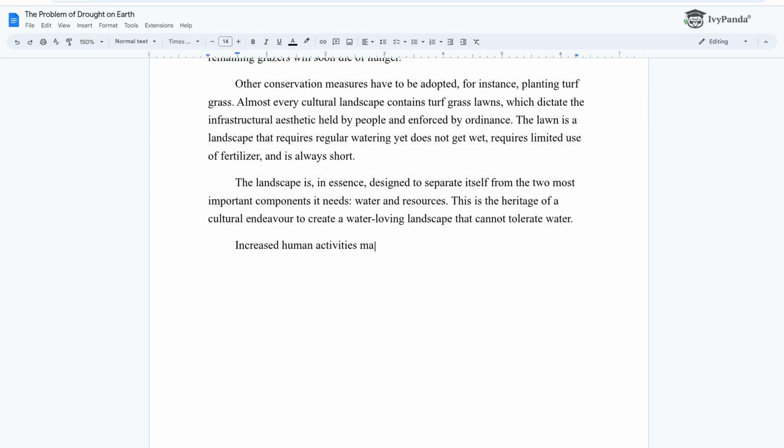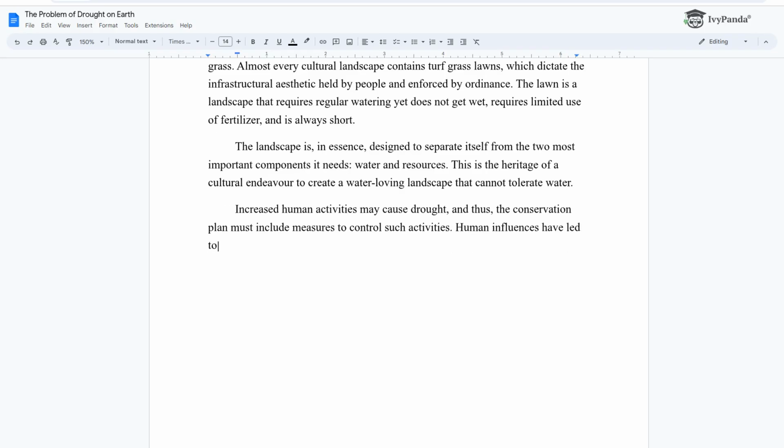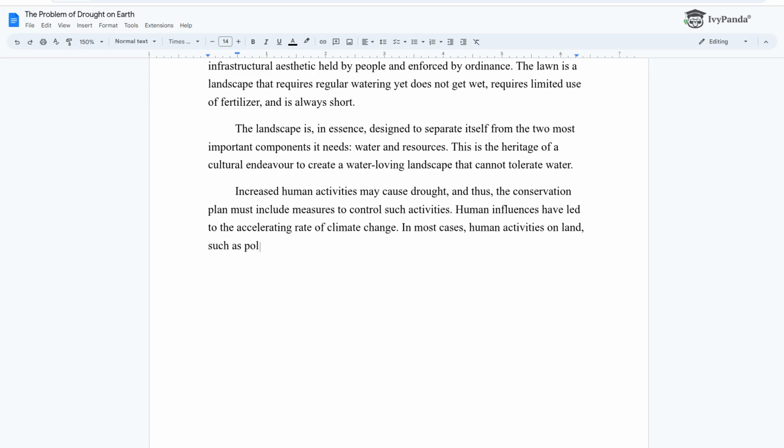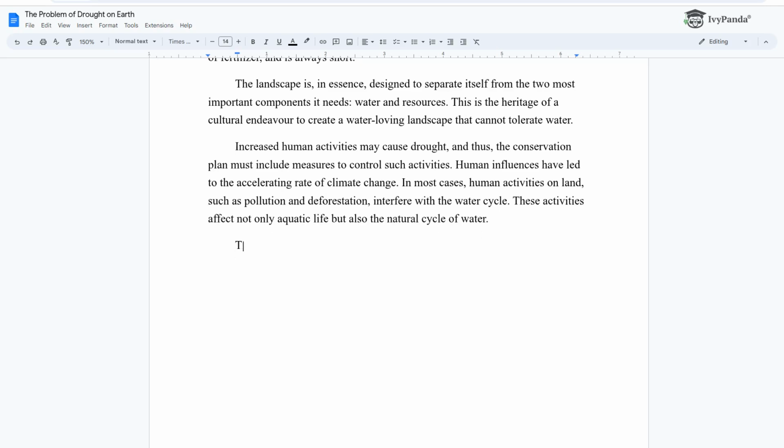Increased human activities may cause drought, and thus, the conservation plan must include measures to control such activities. Human influences have led to the accelerating rate of climate change. In most cases, human activities on land, such as pollution and deforestation, interfere with the water cycle. These activities affect not only aquatic life but also the natural cycle of water. The aquifer table is depleted, leading to increased surface runoff.